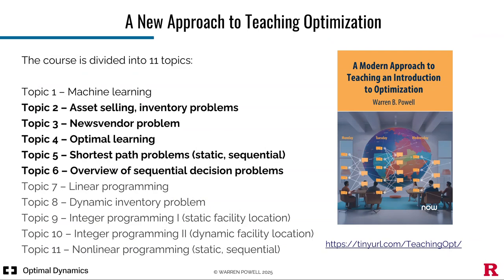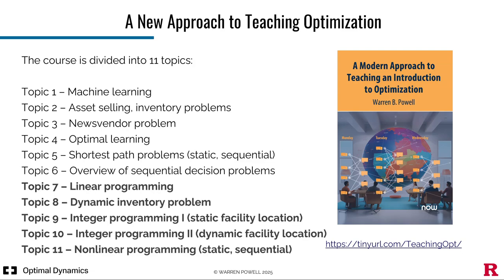Topics 2 through 6 all involve some sort of sequential decision problem for relatively simpler decisions, the kind of decisions that we actually see in our day-to-day life. Now, each one of these involves some sort of parameter tuning, so this builds off of topic 1. Now, I don't get to topics like linear programming until topic 7.